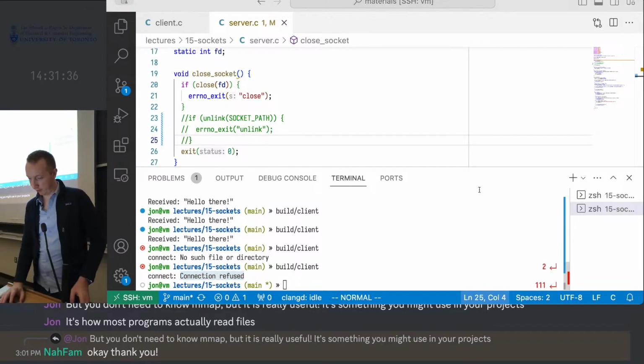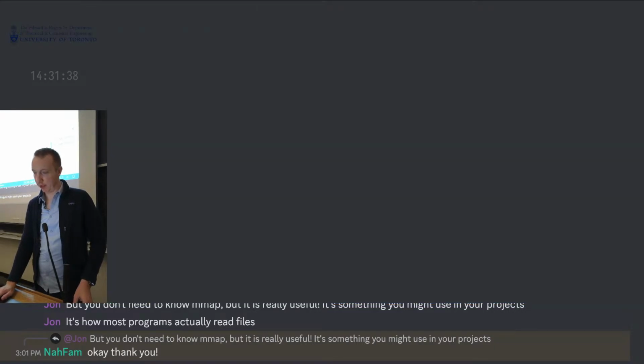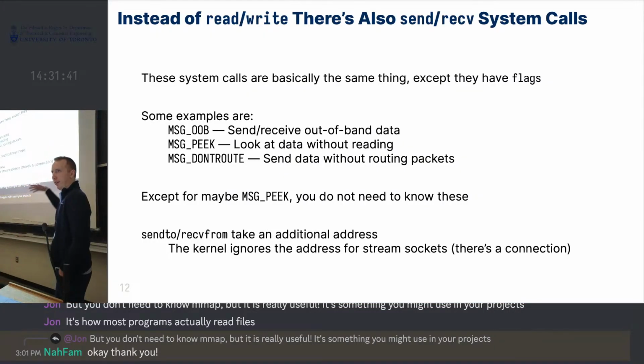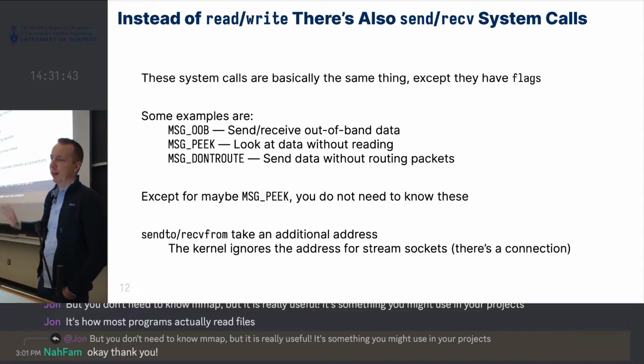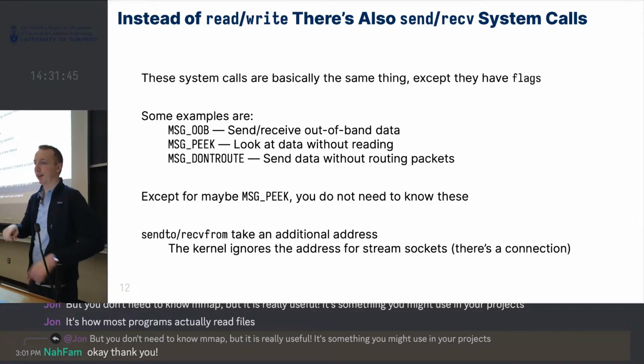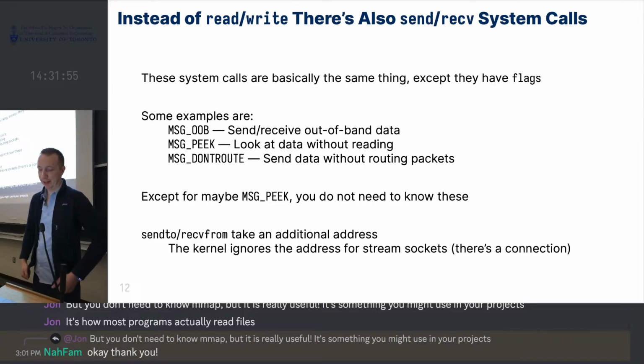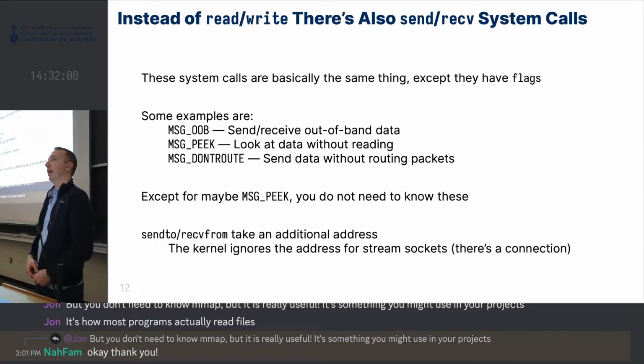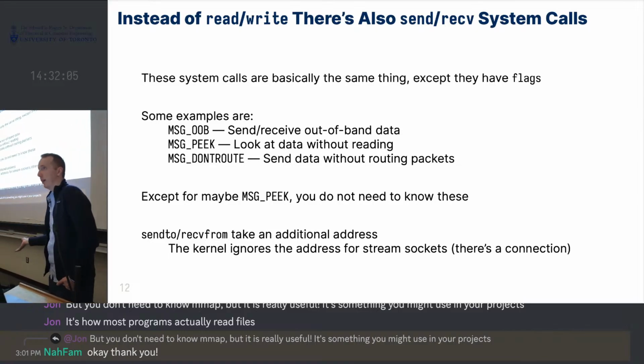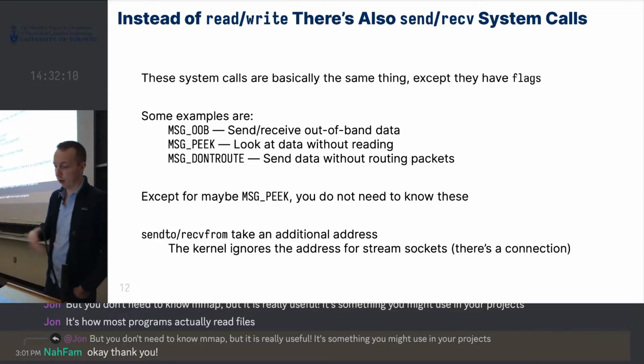Cool, let's just polish off the slides. So instead of read or write, there are also system calls that essentially do the same thing, except they have some special flags. Like there's a send and receive system call that do network specific things, which you will not understand until you take a networking course. So there's out of band data, which is really weird. There's peek, so you can look at data without actually reading it. You just take a peek at it, and then you can forward it to somewhere else in your program that actually reads all of the data.